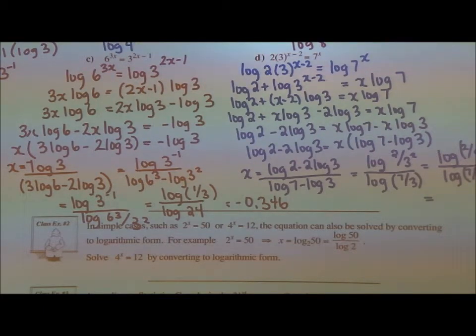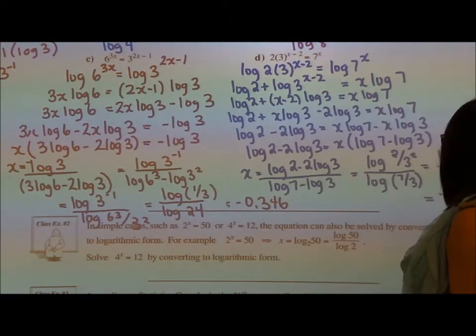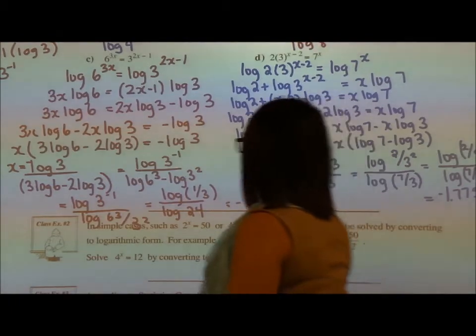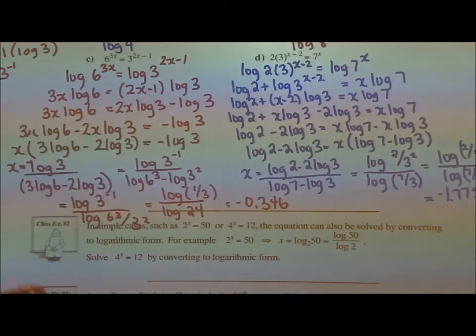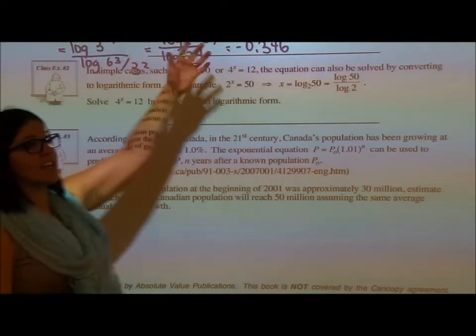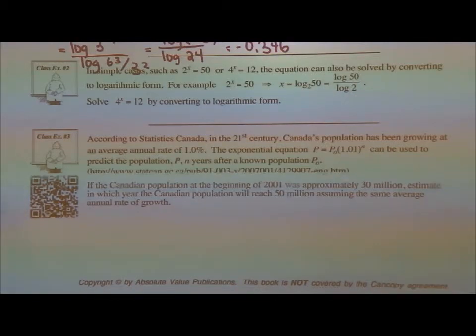What did you get, Jessica? Negative 1.775. Is that what the rest of you got? Good. Okay, class example number 2 we get to skip because we already talked about it. We talked about if I have a simple exponential equation, convert it into logs and use my change of base. It's only for questions like C and D where you have exponents on both sides or you have a product, something being multiplied by the exponent, that I want to take the log first.